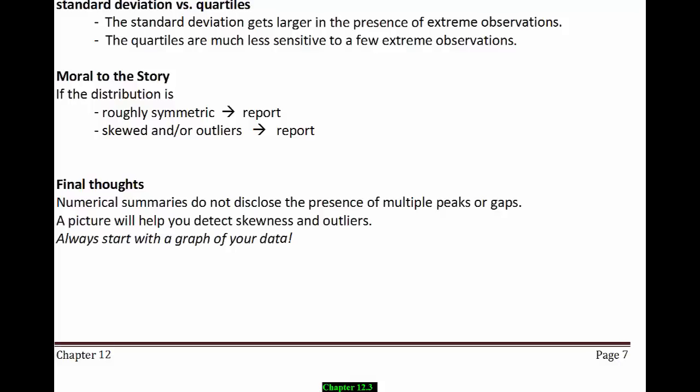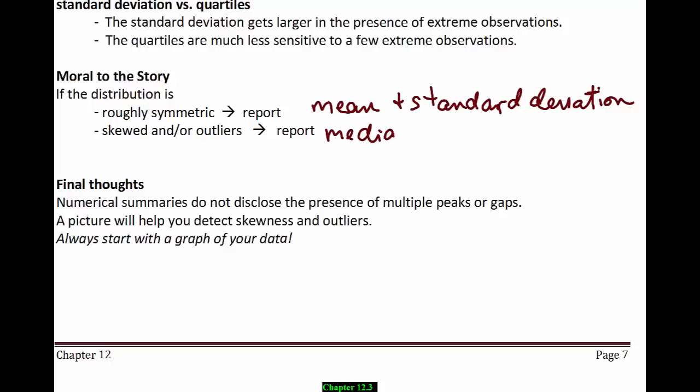So the moral to this entire story is, if the distribution is roughly symmetric, we're going to want to report the mean and the standard deviation. Remember, once you choose the mean as your measure of center, you should always use the standard deviation with it as your measure of variability. If you have any skewness or outliers, then we're going to report the median and the quartiles. And a way you can do this all at once is by reporting the 5-number summary. So that's fine.